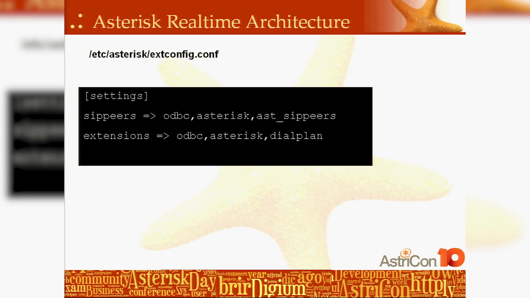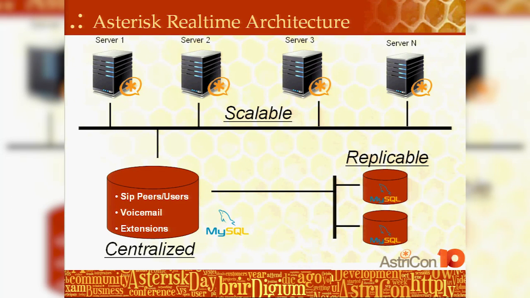Okay, real-time, we can configure real-time in the extconfig.conf file. Here we say to Asterisk where to load the information. We can define to load some information from a database and the rest of the information from the traditional /etc/asterisk folder. And here we define where to find the data. For example, my peers are loaded through ODBC. The data source name is asterisk, and the table is ast_sip_peers. And the extensions are loaded from the table dialplan through the Asterisk connector and via an ODBC connection.